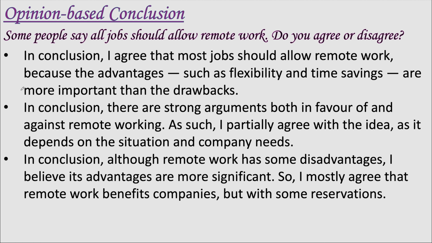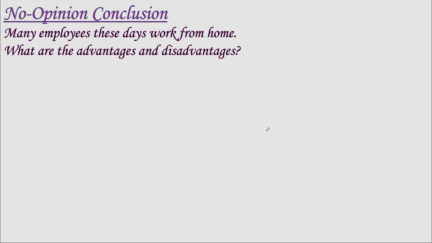If we write points for both agree and disagree in the essay, we can choose one side because it has more points or more important points, or we can partially agree, etc. So we mention that in the conclusion with the reason and preferably some mention of the points mentioned in the essay. However, some questions don't ask for an opinion, so we just summarize the points written in the body paragraphs.